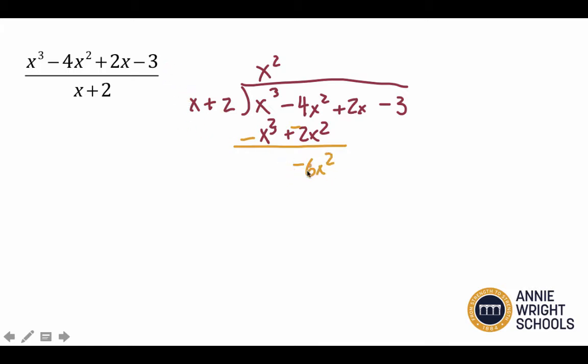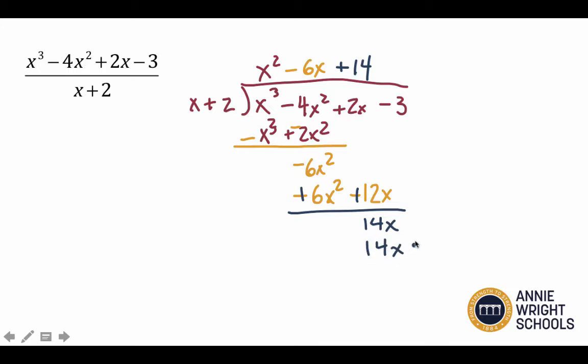Now what times x gives me a minus 6x squared? That would be minus 6x. Multiply that in and you get a minus 6x squared minus 12x. Change the signs and add. When you add that up, you get a 14x. What times x gives you a 14x? Well, that would be plus 14. Distribute that in, get a 14x plus 28. Change the signs and add. When you add that up, you get a minus 31, and that's your remainder.